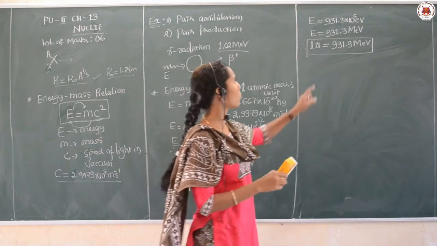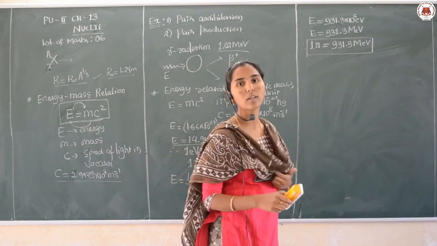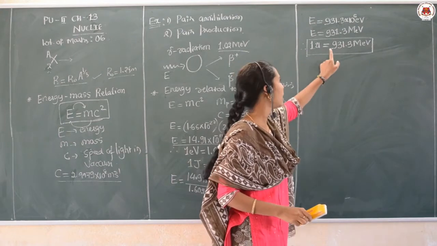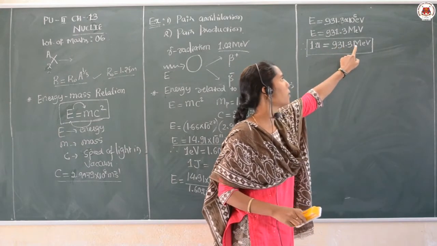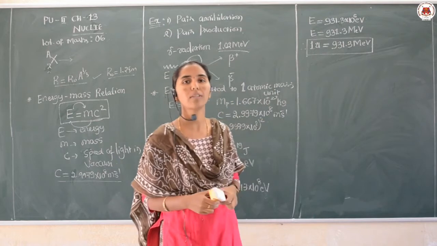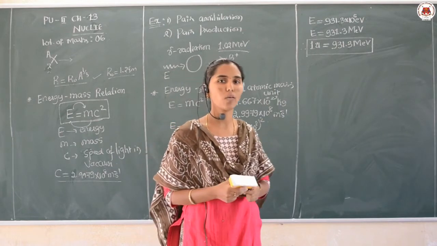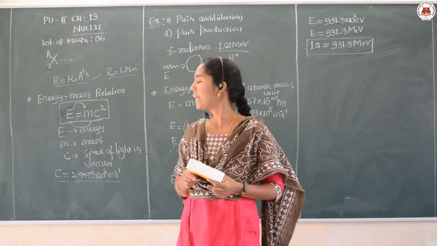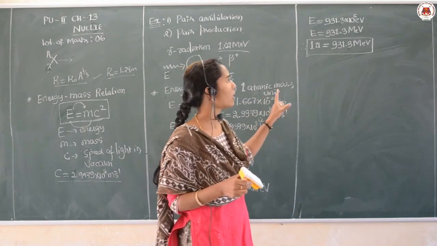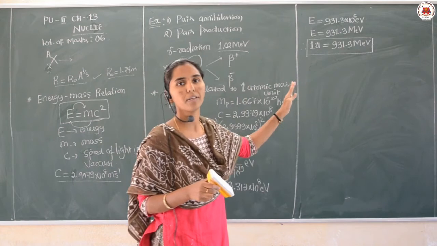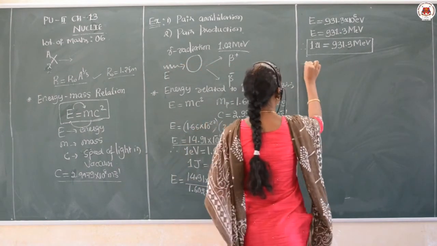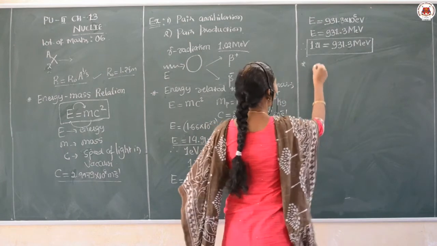That means 1 unit of the mass of the nucleus is equal to how much energy? 931.3 mega electron volt of energy, it is equivalent. Am I clear? Yes. So this is the energy-mass relation and the relation between 1 unit of mass and energy. Now let us move to the further concept.